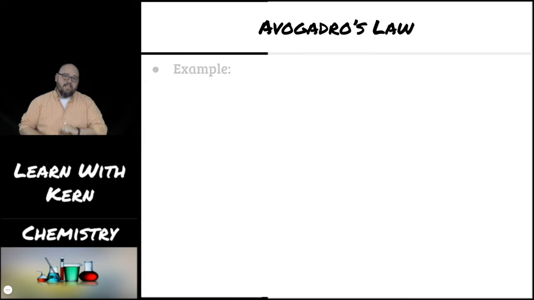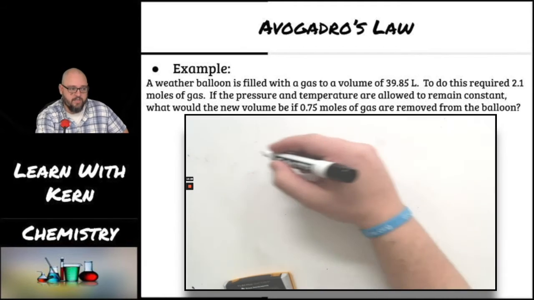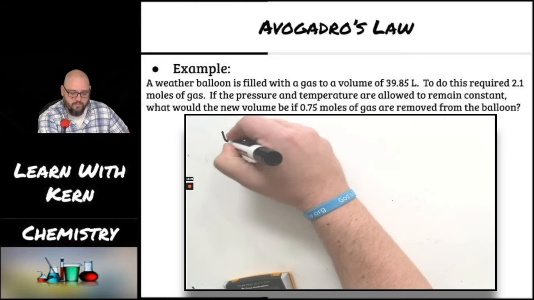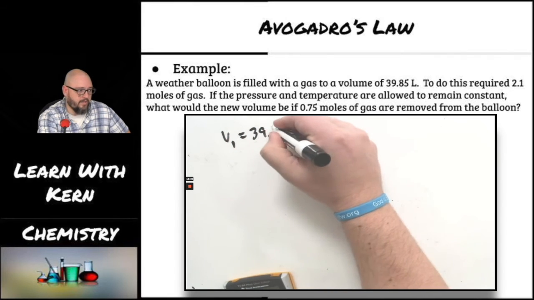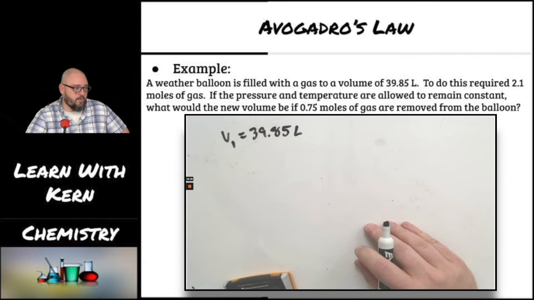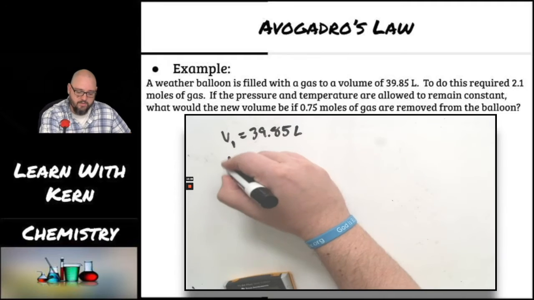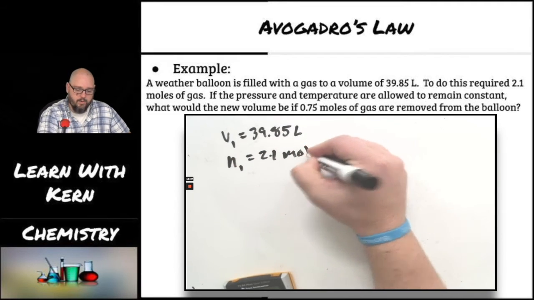So let's look at an example problem of Avogadro's law and see how we would use this equation in a situation. A weather balloon is filled with a gas to a volume of 39.85 liters. So that's going to be our V1, our initial volume, 39.85 liters. To do this required 2.1 moles of gas. So N1 is 2.1 moles.